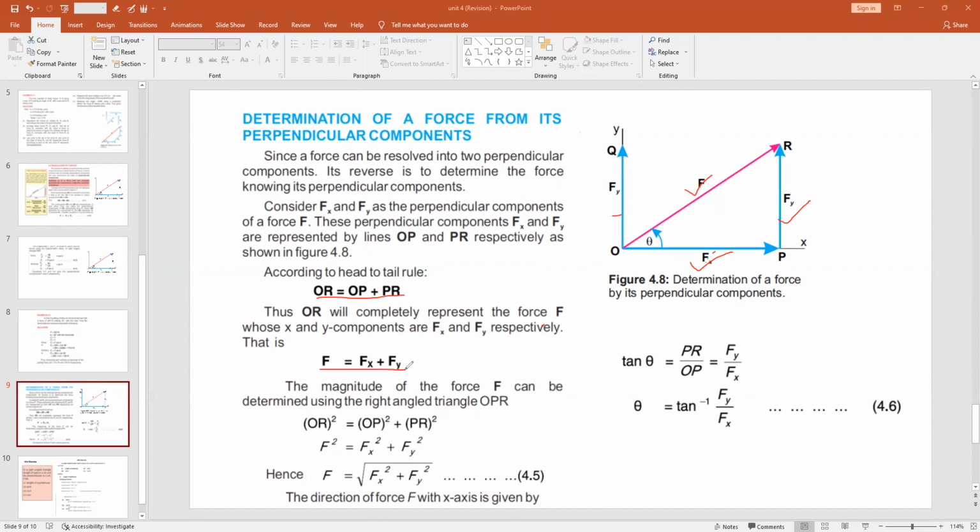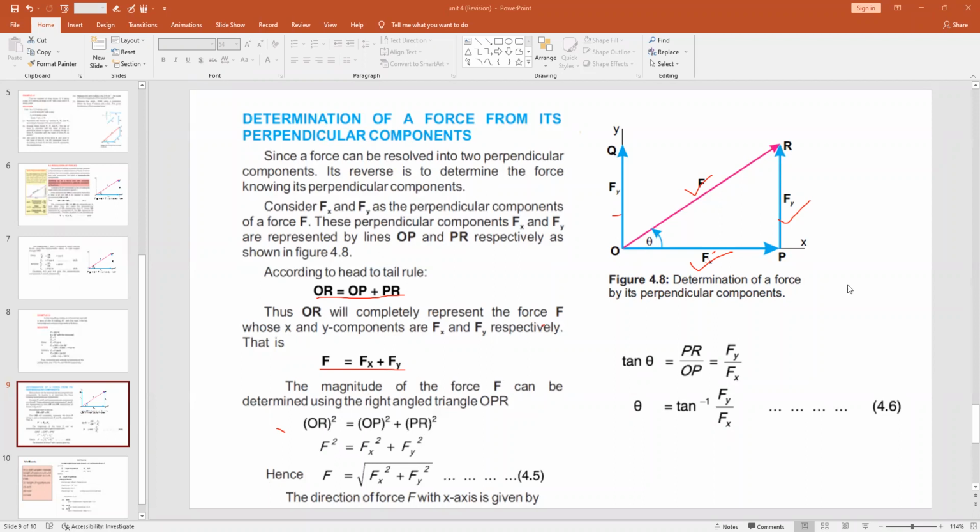So how can we find the magnitude of force? For that we have to know the Pythagoras theorem. Pythagoras theorem says hypotenuse square is equal to base square plus perpendicular square, right? So here we apply the Pythagoras theorem. OR is basically the hypotenuse. So we write OR square is equal to OP, that is the base, and PR is the perpendicular, so we take the squares by following the Pythagoras theorem, right?